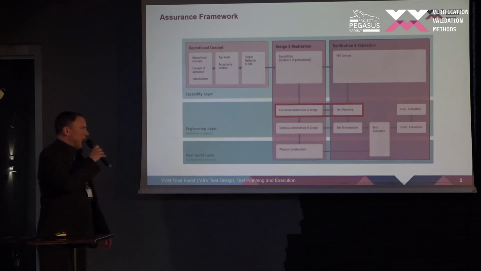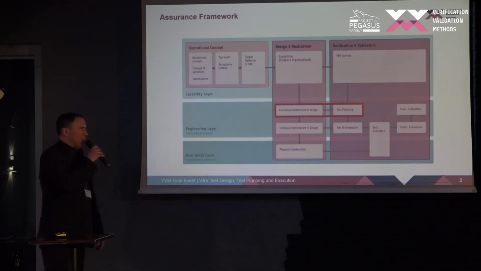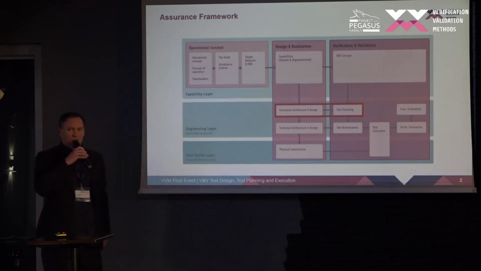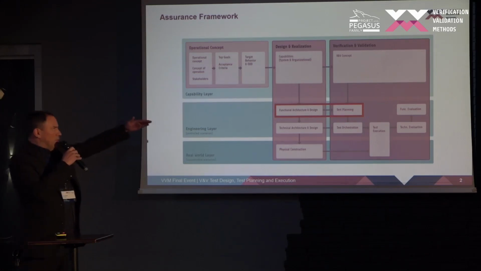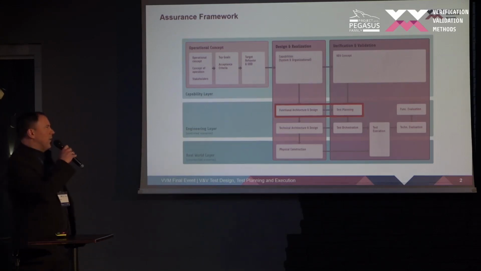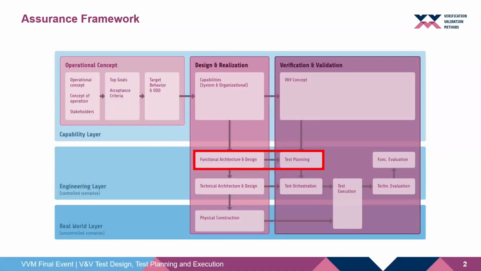And what is important here is that with these two main artifacts, test planning and functional architecture and design, we are at the transition between the capability layer and the engineering layer, making what we are talking about more concrete and making the transition between the capabilities on one hand, which are more or less on the abstract capability layer, but also the transition, as I will show, between the V&V concept, Roland was already talking about, to the test planning.